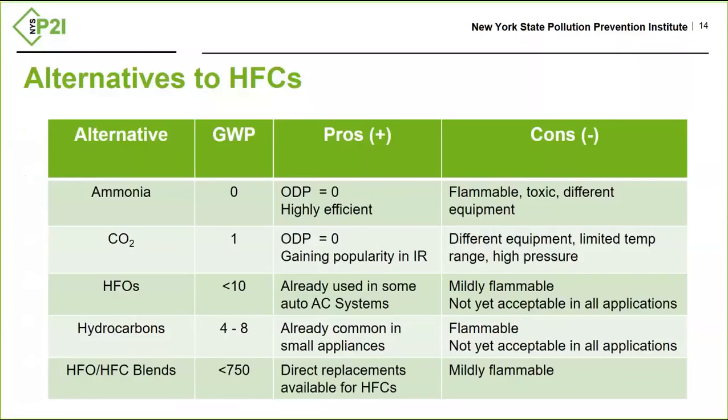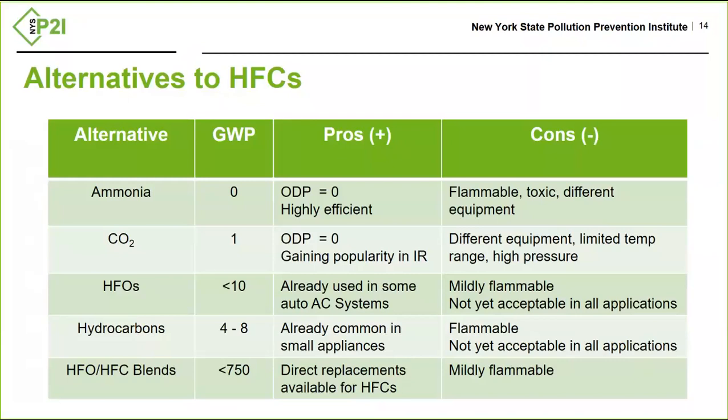So here are some of the more common alternatives. Ammonia is actually one of the oldest refrigerants, and it is highly efficient. It has no ozone-depleting properties, and it has no global warming effect. However, it is somewhat flammable and very toxic. If there is a significant leak, it's very dangerous to human life. However, it is still used extensively in industrial refrigeration.